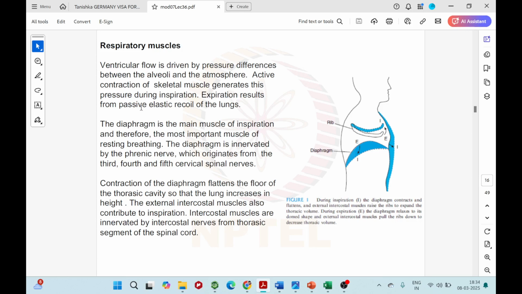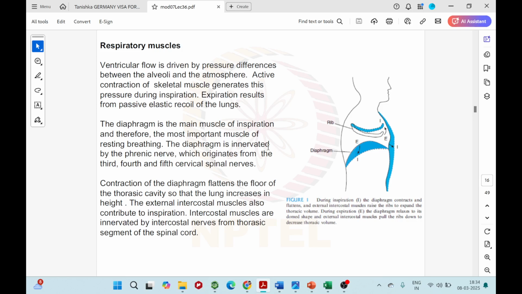So there is active contraction of skeletal muscles. The rib cage muscles generate this pressure during inspiration. Expiration results from the passive elastic recoil of the lungs. So the diaphragm is the main muscle of inspiration, the most important muscle for resting breathing.